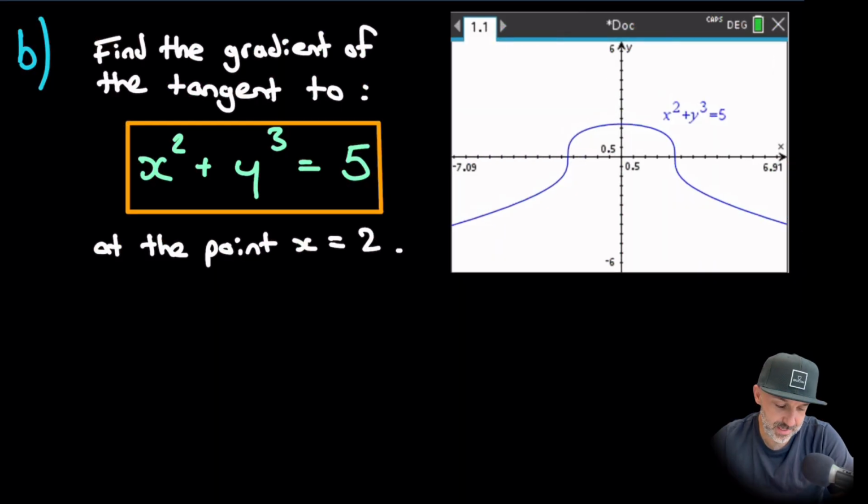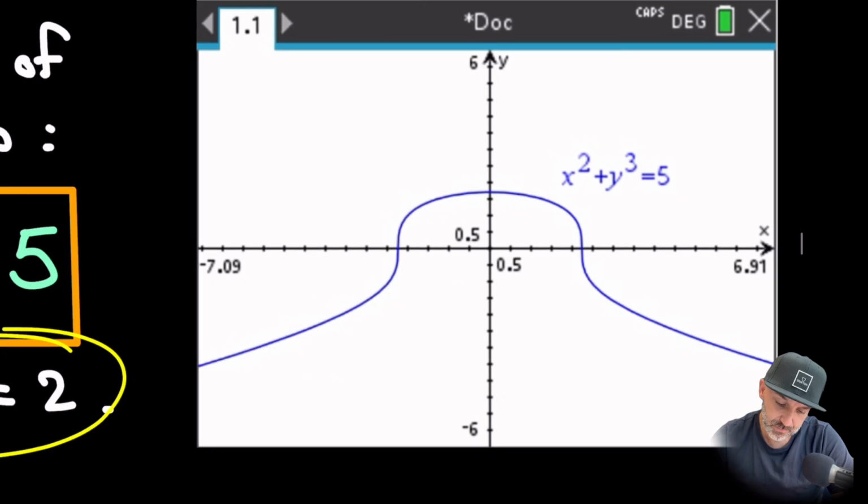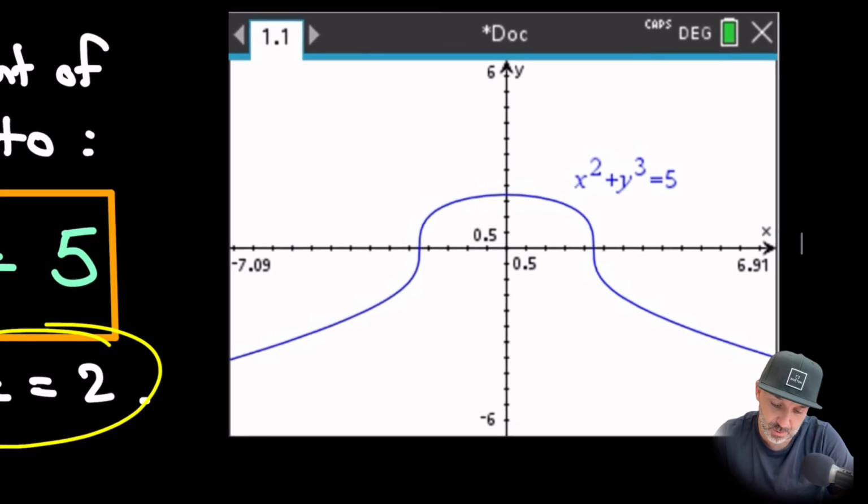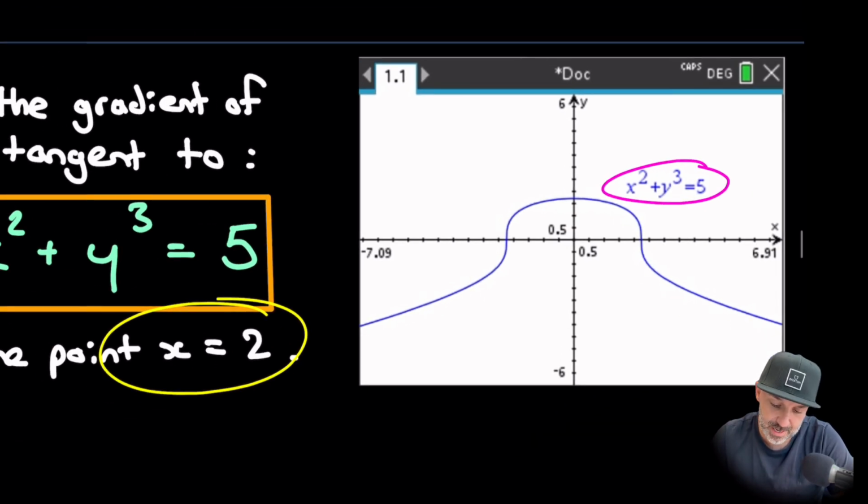Okay, so part B says find the gradient of the tangent to this expression at point 2. I've drawn this on the calculator. If your calculator has the ability to change the input from function to relation, you'll need to do that, as you will not be able to enter it as a function. You have to enter it like this, and that is the shape it gets.